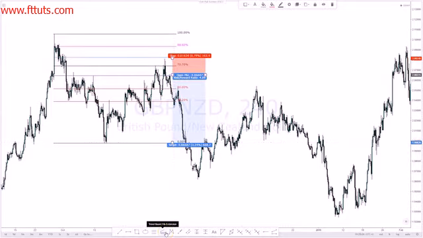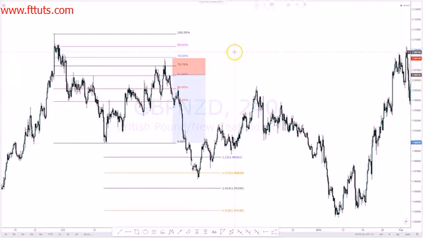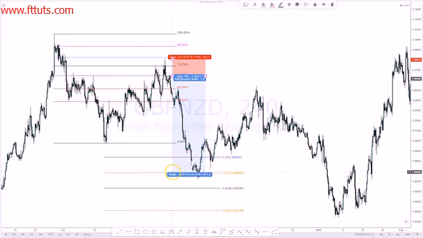So how do you put the extension? You put your extension tool, start at the impulse high to the low, back up into the high, and we get our first target. We get our 127 met right here. So our take profit would have been at the 127 right there. Boom. That's a 1,000 pip trade almost, just going off the 4-hour chart and Fibonacci.